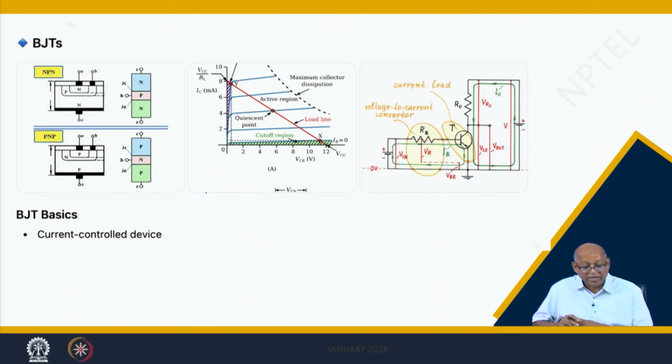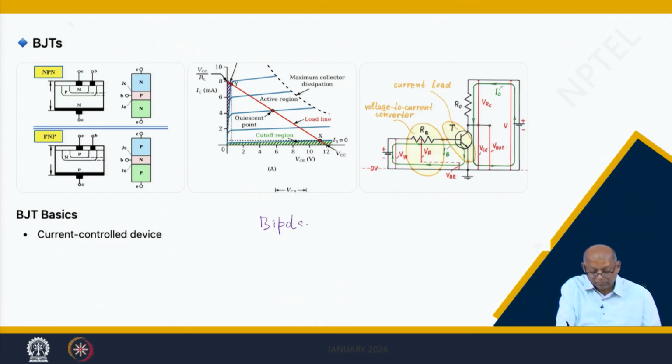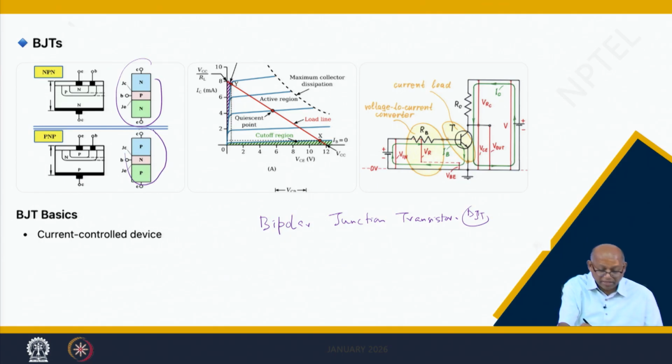Now, let us get into BJTs. What is BJT? BJT is called a bipolar junction transistor, BJT. Okay. So, how does it look? You can see it looks like NPN or PNP, two types. NPN: N material, P material, N material, and there is a base here, and there is a collector and an emitter.